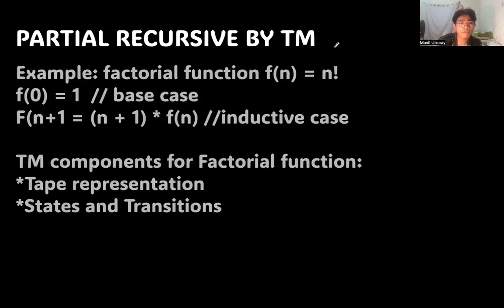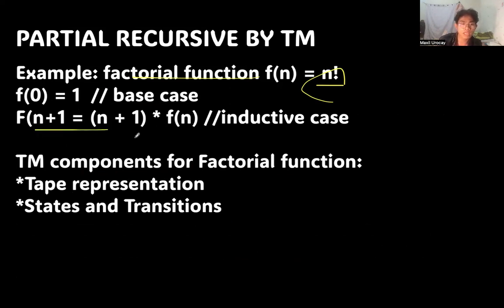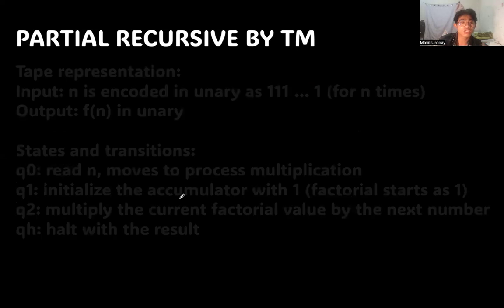So suppose that we have here an example for the factorial function f of n, which is n factorial. Our base case for that one, f of 0, will be equal to 1. Then f of n plus 1 is equal to n plus 1 times the factorial of n, which is our recursive case or inductive case. So a Turing machine's components for the factorial function are the tape representation, the states, and transition. Let's try to figure it out.